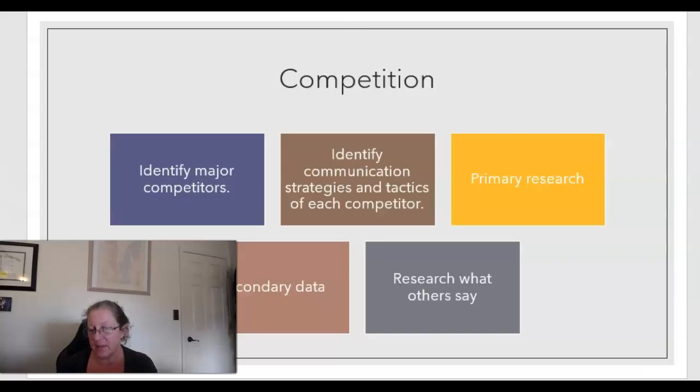The second phase of the company's context analysis is examining competitors. The process should start by identifying major competitors, a firm's most direct competitors. And then they should examine each competitor's communication strategies and tactics. So ask questions like, what are they telling their customers and how are they communicating with customers? While the goal is not to copy what the competition does, it's important to know what they are doing.